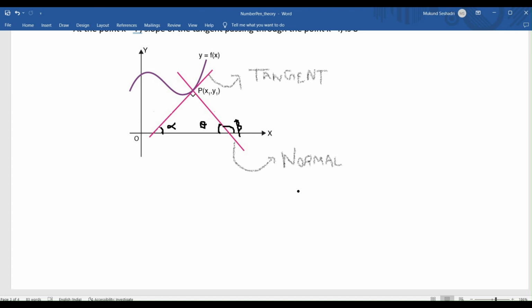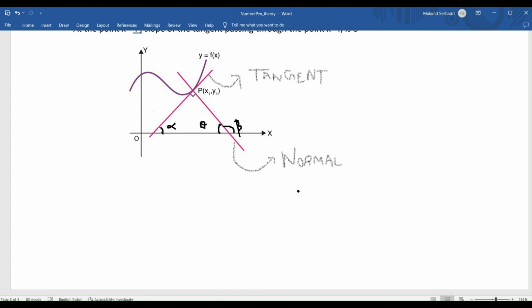Today's video is a continuation of what we learned yesterday. Just to recall, yesterday we looked at the slope of the tangent to the curve. We tried to understand why the slope of the tangent to the curve is dy by dx. Now, we're also going to look at an extended topic: what is the slope of the normal to the tangent? You will find this as a common question in most examinations.